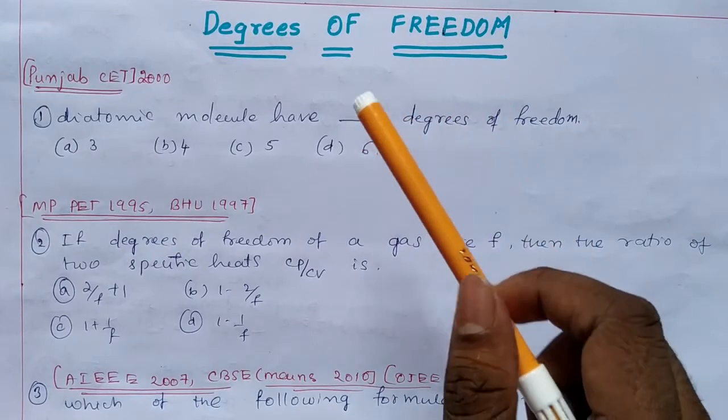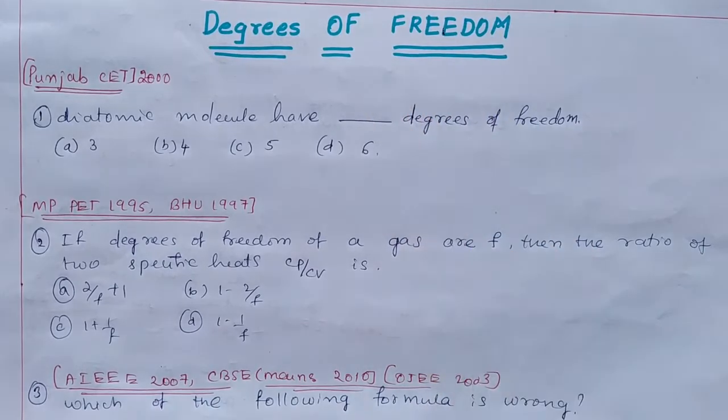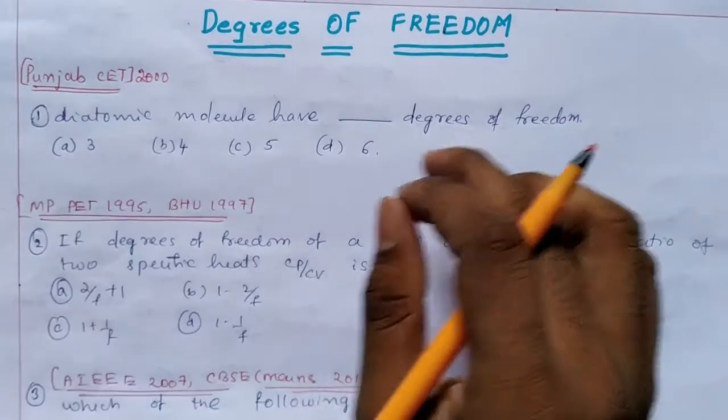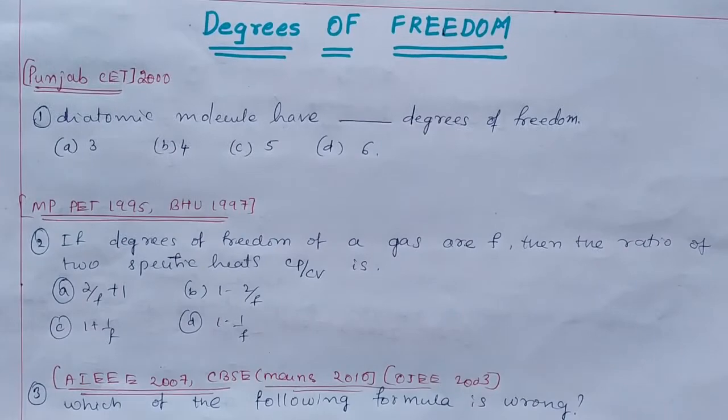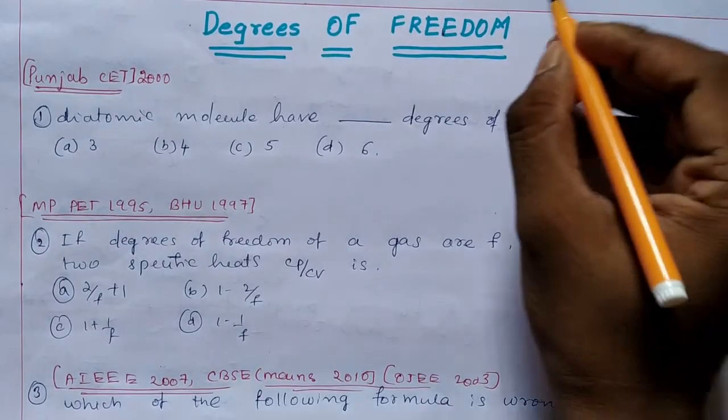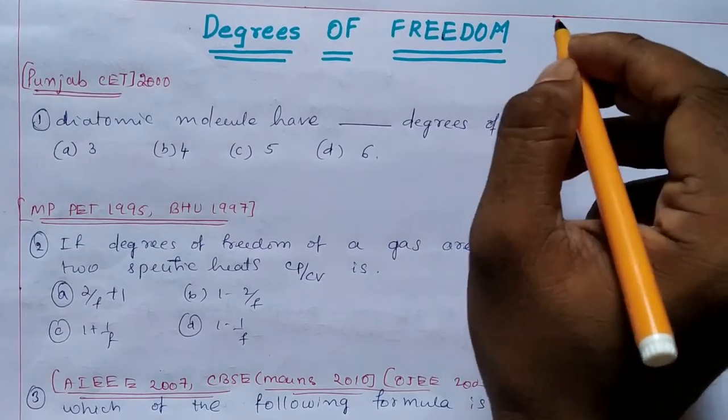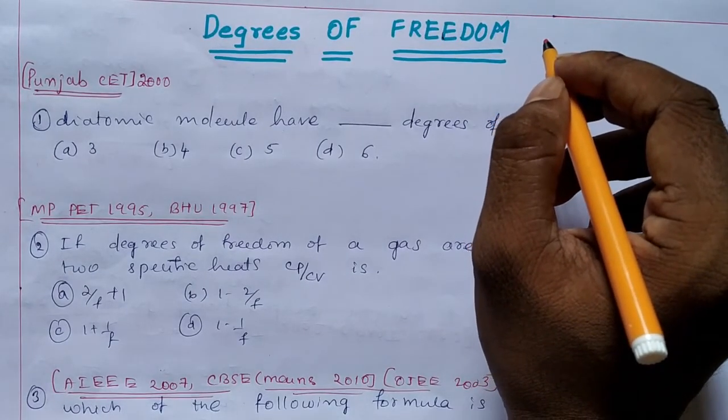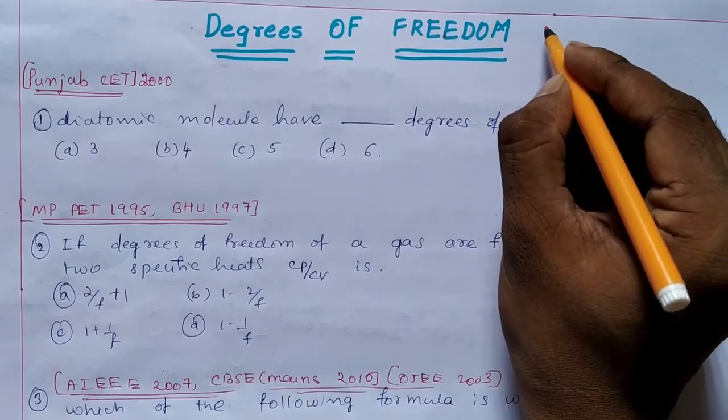This is Sachin sir. We have discussed the concept of degrees of freedom in the last class in the chapter thermal properties of matter and kinetic theory of gases. So let us solve some problems depending upon degrees of freedom. Degrees of freedom is the number of independent ways in which a particle can move in different directions.